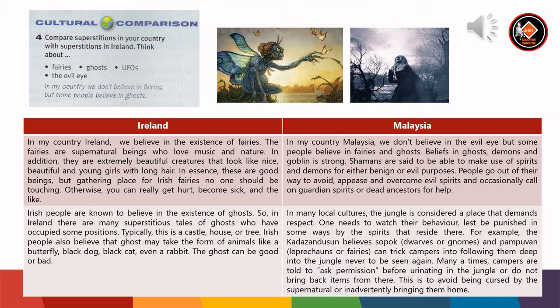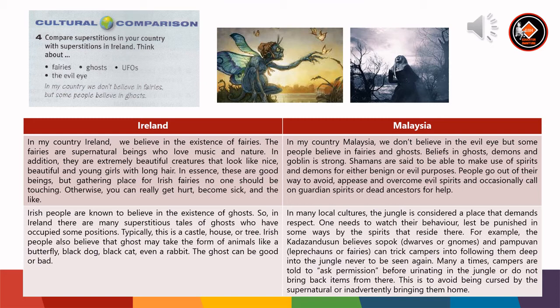Irish people are known to believe in the existence of ghosts. So, in Ireland there are many superstitious tales of ghosts who have occupied some positions. Typically, this is a castle, house, or tree. Irish people also believe that ghosts may take the form of animals like a butterfly, black dog, black cat, even a rabbit. The ghost can be good or bad. In my country, Malaysia, we don't believe in the evil eye, but some people believe in fairies and ghosts. Beliefs in ghosts, demons and goblins is strong.